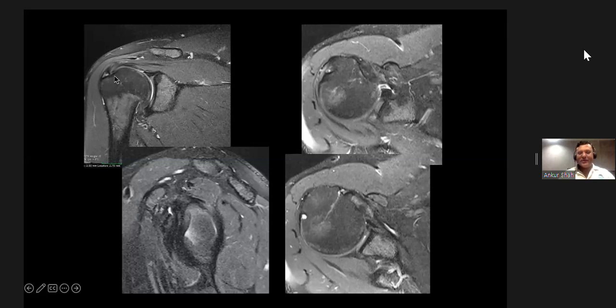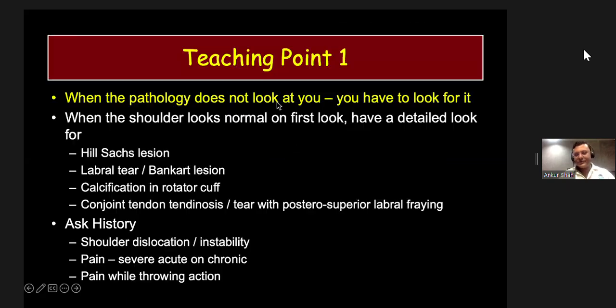Again, these changes can be very subtle, and unless you look carefully, you might miss those changes and pass it off as normal. So to remember, when the pathology does not look at you, you have to look for the pathology. And when the shoulder looks normal on first look, please have a detailed look for the Hill-Sachs lesion, for labral tear, for Bankart lesion, for subtle areas of calcification, or conjoint tendinosis and tear of the posterior-superior labrum.